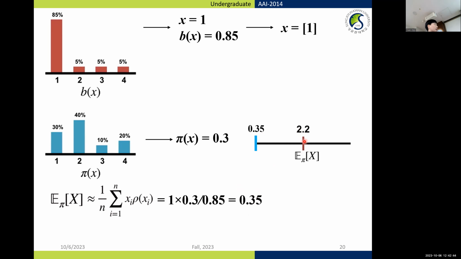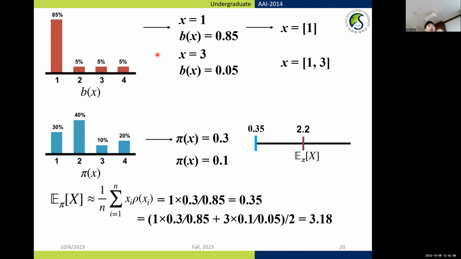Then we continuously do the process. For the next one, we randomly sample a variable from Bx, for example x equals 3. This time Bx equals 0.05, which is 5%. Then we put this 3 here. Now x includes both 1 and 3, because we need to use all the history data together to calculate. At the same time, we input x equals 3 into pi x, which gives 0.1, which is here, 10%.